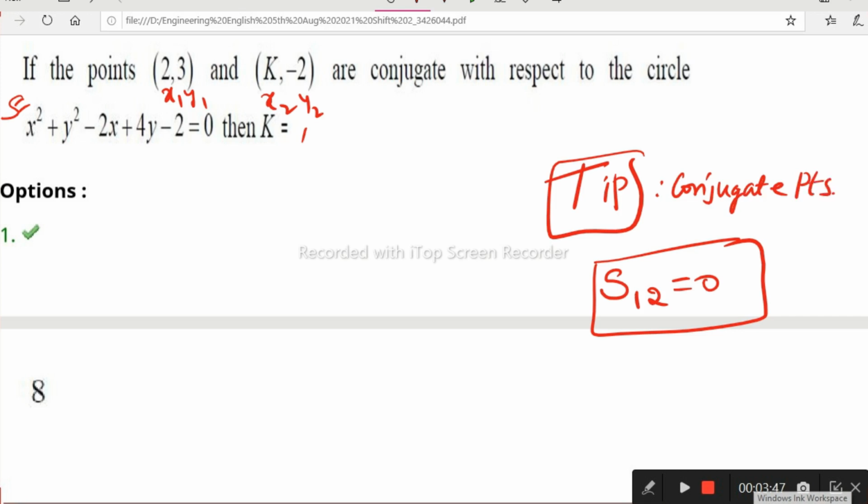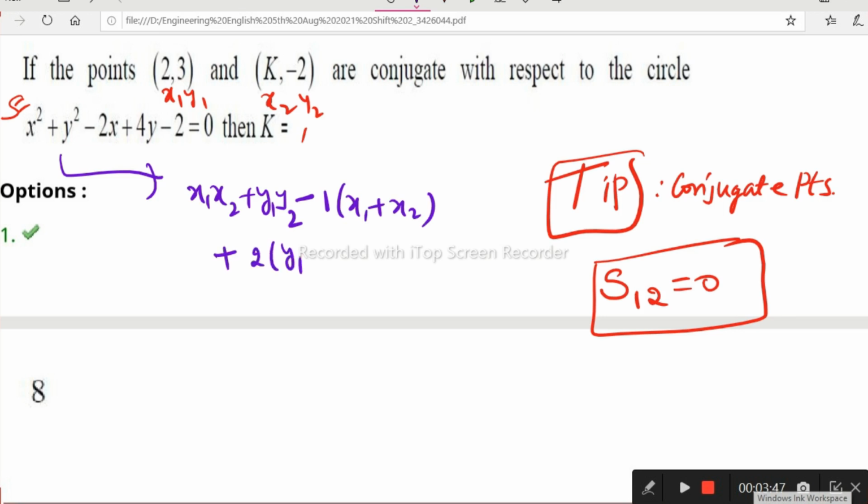Okay, so how can you use it? Now we'll discuss. S12 means, simply, since there is a second degree term, we write x squared as x1 x2 and y squared as y1 y2. This is S12. And in the x term, the x coefficient here is -2, half of it is -1, so -1 times (x1 + x2), plus in the same way the y coefficient is 4, half of it is 2, so 2 times (y1 + y2). The constant -2 is as it is. This is the S12 notation according to the given question.